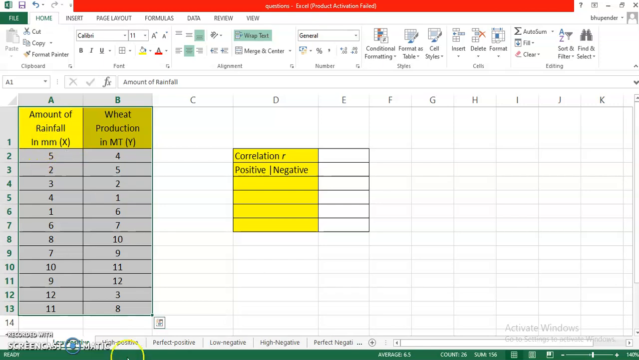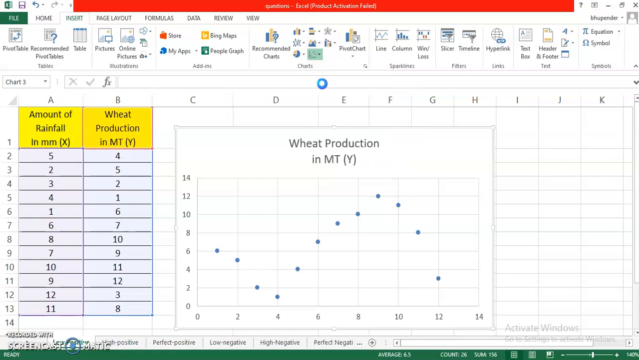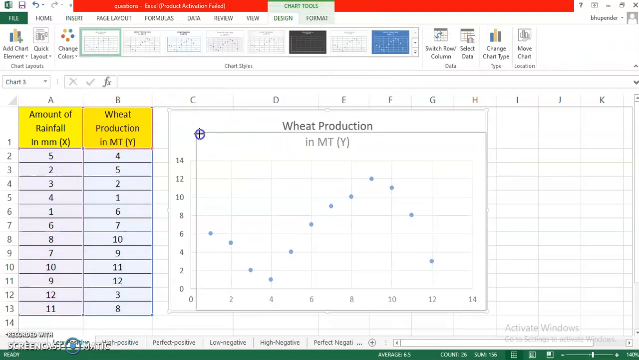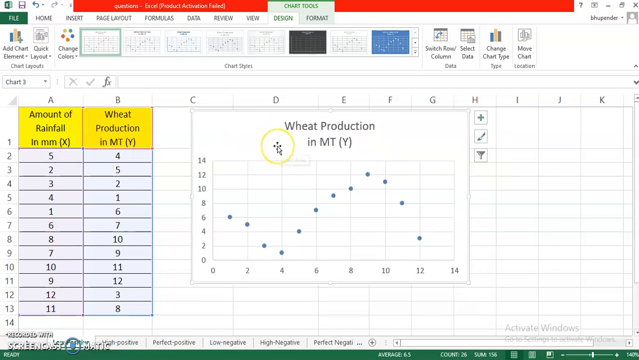So let's have a scatter plot and let's see whether this assumption of ours goes true or not. So I select the entire data set by clicking my left mouse button and holding it. Go to the Insert ribbon, and there is this group called Charts. In this I'm going to go to scatter plot, and I click on scatter plot. Immediately I get a beautiful scatter plot right in front of me.